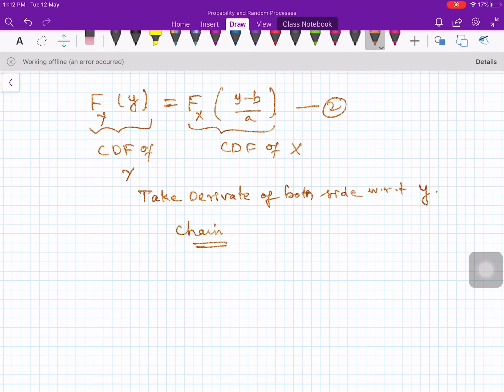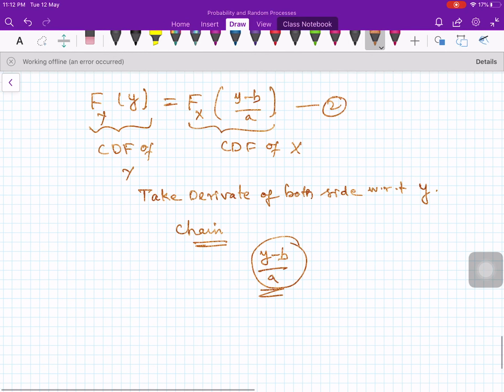So what is the derivative of the cumulative? The derivative of the cumulative is the density itself. So once you take the derivative of the cumulative, you get a density function, and we evaluate it at the point of interest. Then the chain rule tells us that we need to take the derivative of the argument also, because the argument is y minus b by a. First you take the derivative of the CDF, and then the derivative of y minus b by a with respect to y, which is 1 by a.